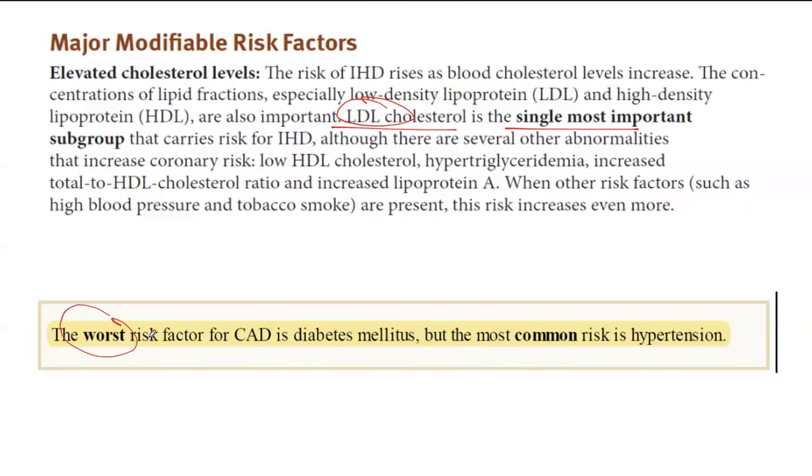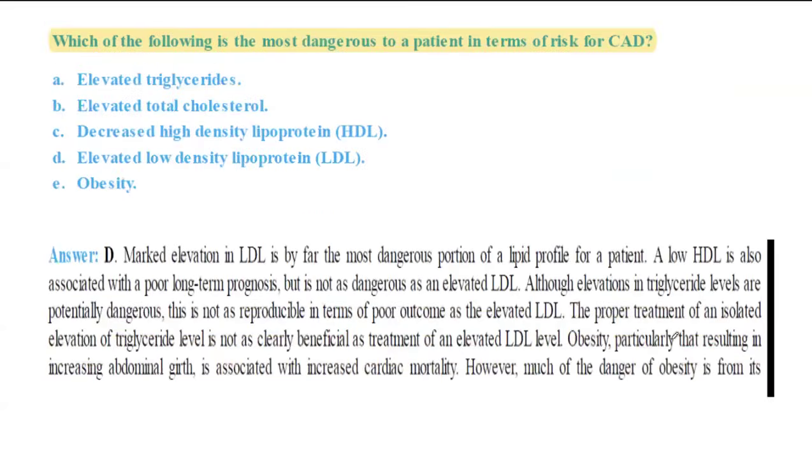The worst risk factor is someone who has diabetes and also cardiac issues. All of you must know that if a diabetic patient gets a heart attack, that is always a serious concern. So the worst risk factor for coronary artery disease is diabetes, and the most common risk factor is hypertension. So three things: the single most important risk factor is LDL cholesterol; the worst risk factor is diabetes; and the most common risk factor is hypertension.